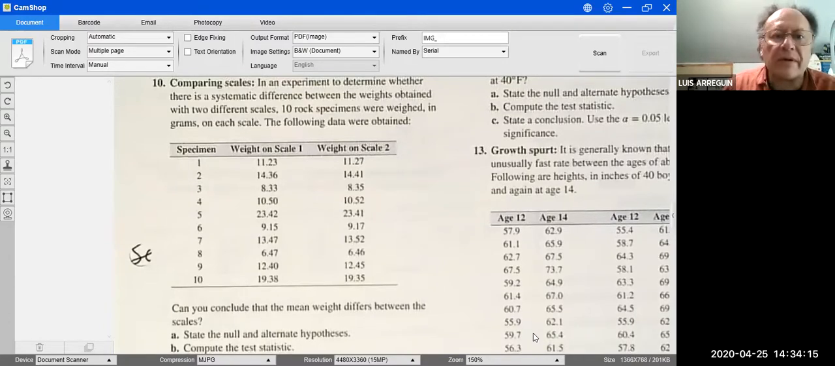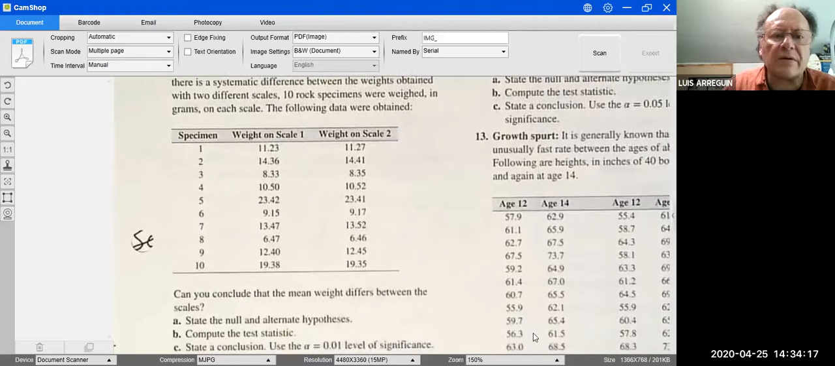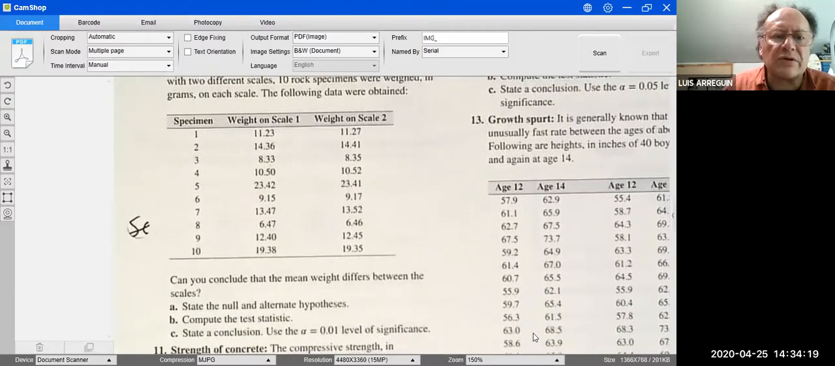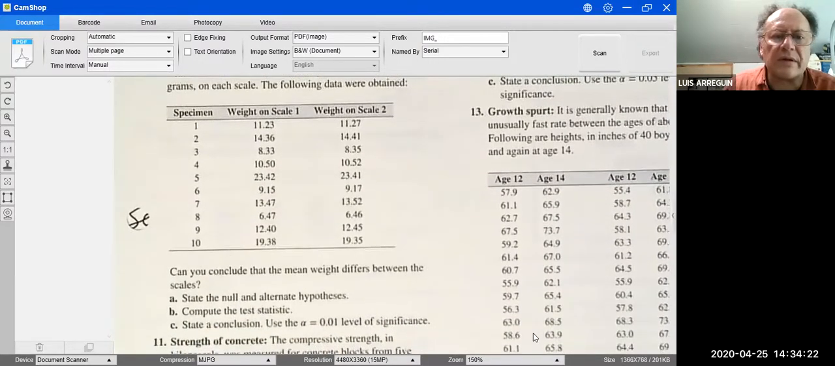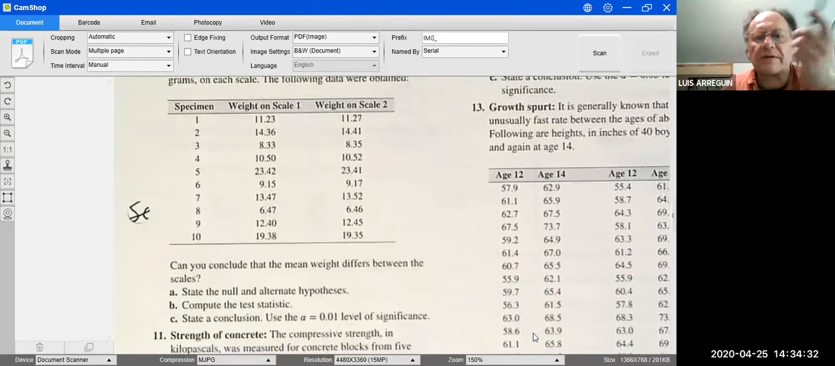So you have here the data that they collected, and then you just need to state the null and the alternative hypothesis. You're going to compute your test statistic. But before that, remember, you need to compute the differences. And then using an alpha level equals 0.01, you're going to make a decision. So that's the problem. Just work on that and send me your answers.